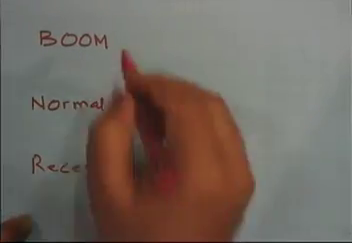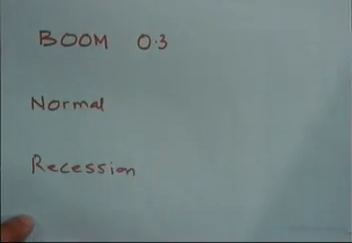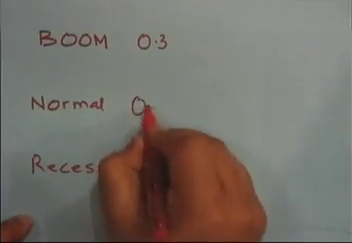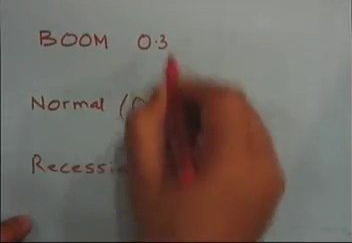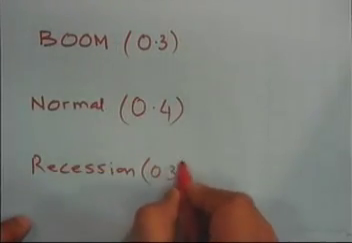Recession is nothing but slowing down of economy. So these are the three states. Either the economy could be booming, or it could be normal, or it could be having recession. Now the probability that there would be boom condition prevailing is 0.3. Normal condition prevailing is 0.4. And recession, again, it is 0.3.